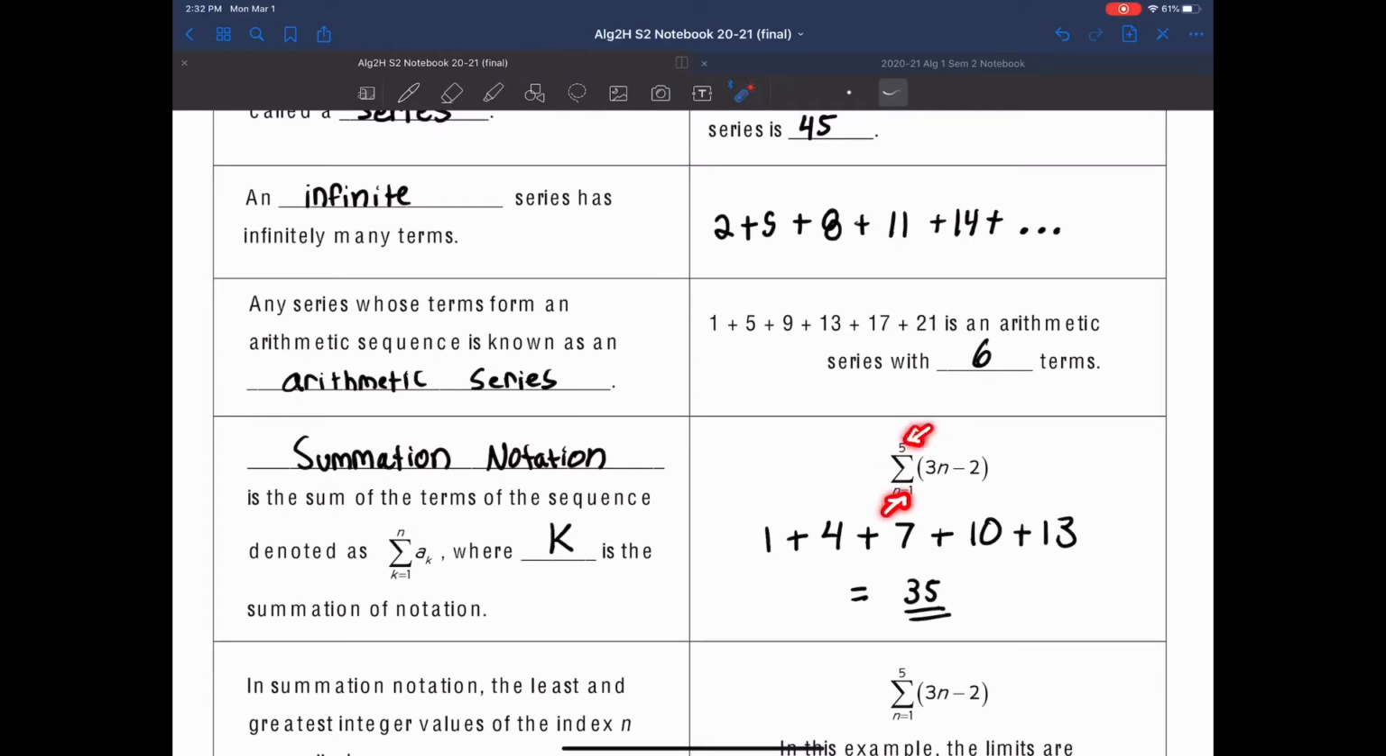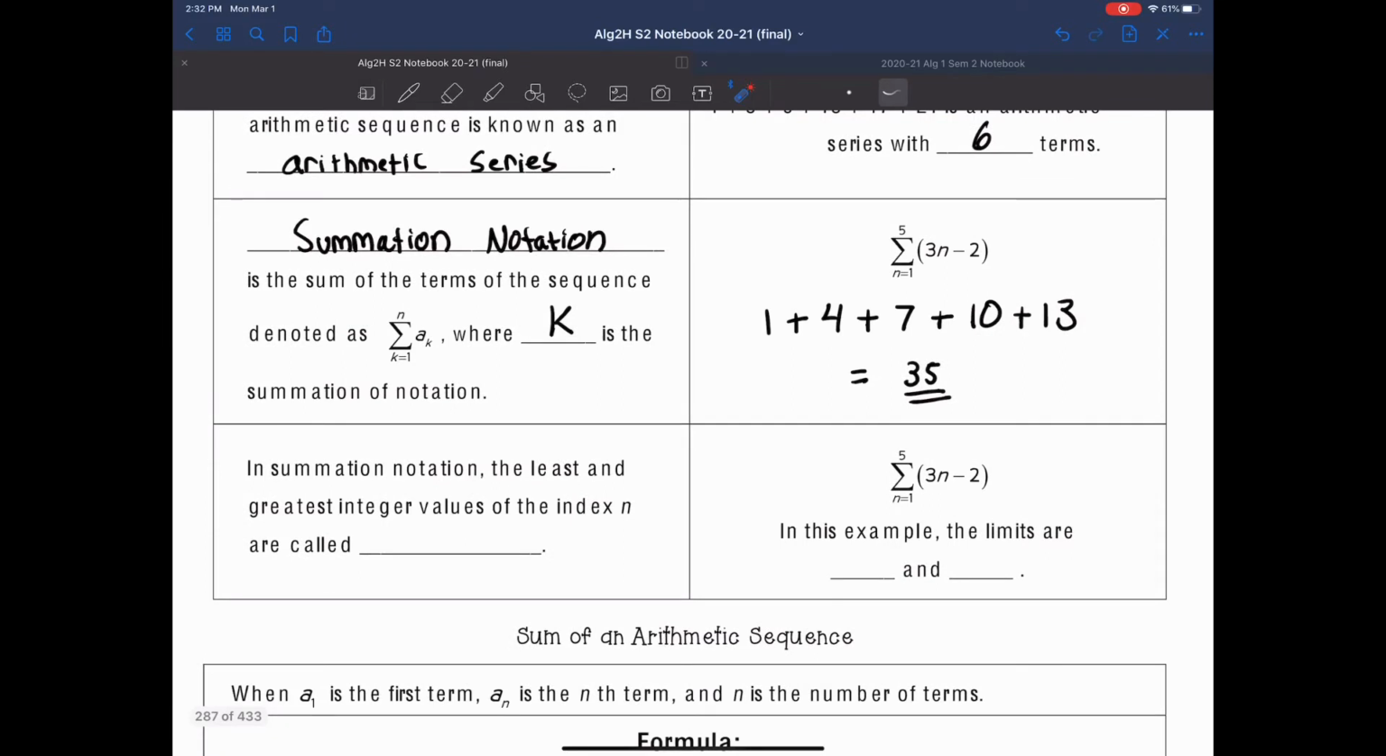The limits are very important here because those are the numbers you're plugging in. All right, let's move on to the next part, which says in summation notation, the least and greatest integer values of index n are called the limits. And we talked about this a little bit when we just went over that example. The limits of this example, which is the same example that we saw above, are 1 and 5. The lower limit is n equals 1. The upper limit is n equals 5. Those are the two limits, and we're plugging in all the integers between those limits.